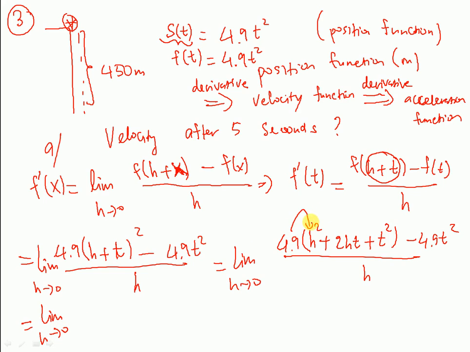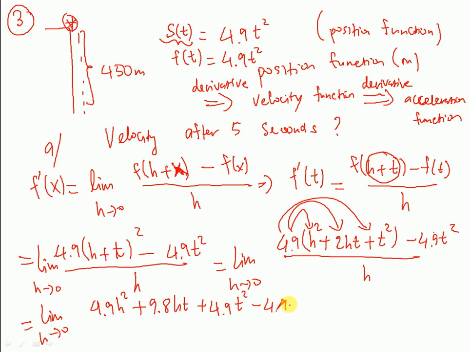If you do the distribution here, here, and here, you will get 4.9 h squared plus 9.8 ht, and then plus 4.9 t squared, and then minus 4.9 t squared, and then over h. Okay, and 4.9 t squared minus and plus, that's gone, right? They cancel each other. And if we only have this left, right? Now we can factor out the h term.